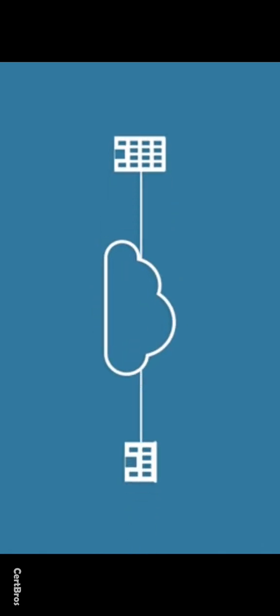Let's say this is your head office. Now your head office is where all of your business critical servers and applications are located. As well as your head office, you also have a smaller branch office. The smaller branch office also needs access to your business critical servers and applications.